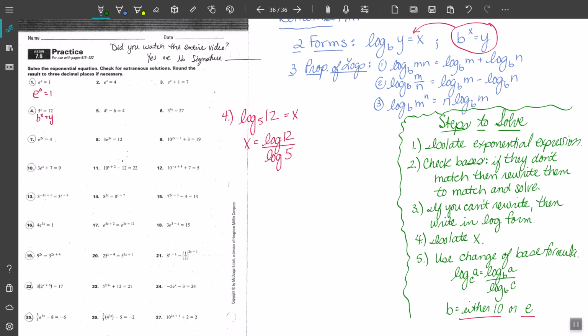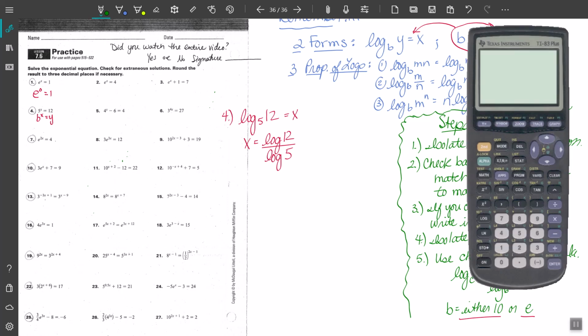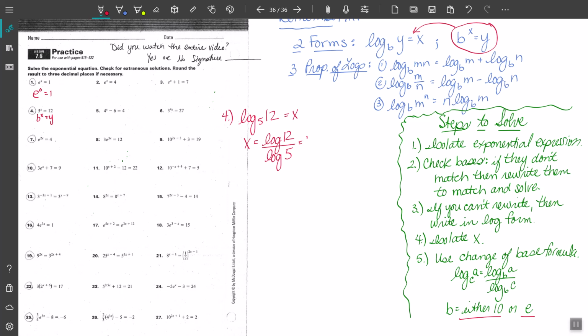All right, so from this point, we can plug this into the calculator, because now we have it in base 10, so we're able to plug it into a calculator and have it come out accurately. So once you have your calculator, you're going to hit log, and then put your 12 in parentheses, divide by your log of 5. And that's what you should come up with, 1.544, because we're going to round to the nearest thousandth place.